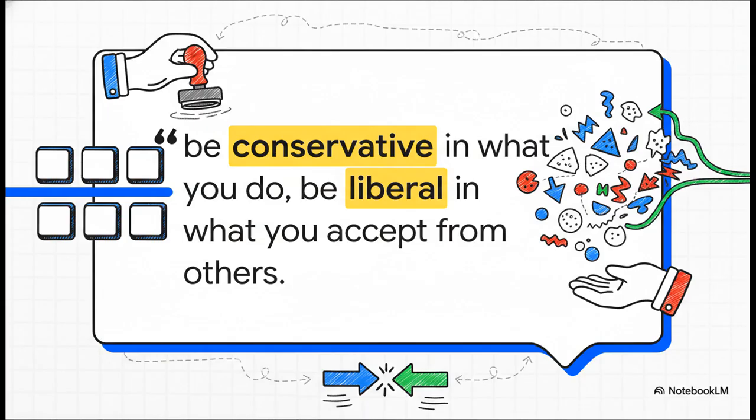The idea is just so simple and powerful. It means you should be extremely strict and careful about the data you send out, follow the rules perfectly. But you should be tolerant and flexible about what you receive from others, trying your best to understand their data even if it's not quite perfect. This one sentence is basically the internet's golden rule.